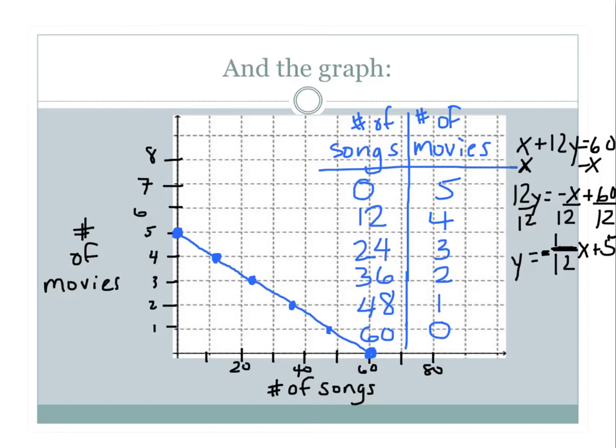And there you have it. So that's our consumer application or real-world application for today.